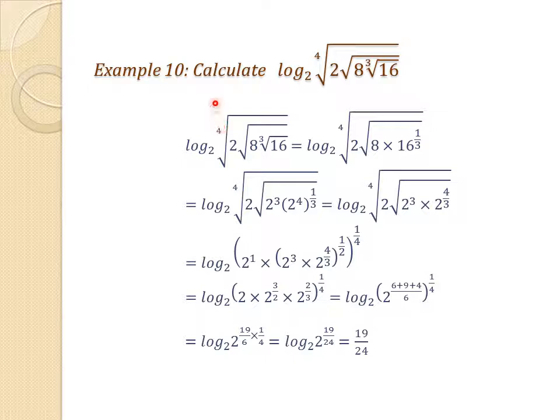Now in example 10, also calculate. Now we have just one logarithm. But inside the logarithm, there is a formula that you feel is a little complicated. And in truth, we can solve it easily by starting from the inner value. We have the cubic root of 16. We will write it as 16 power 1 over 3. So the first root has been removed now.